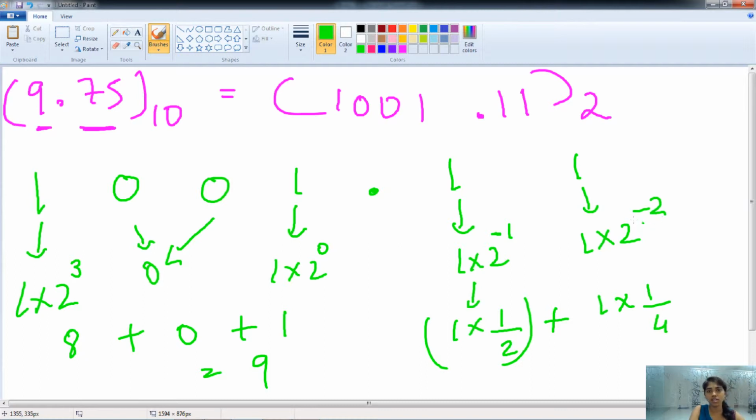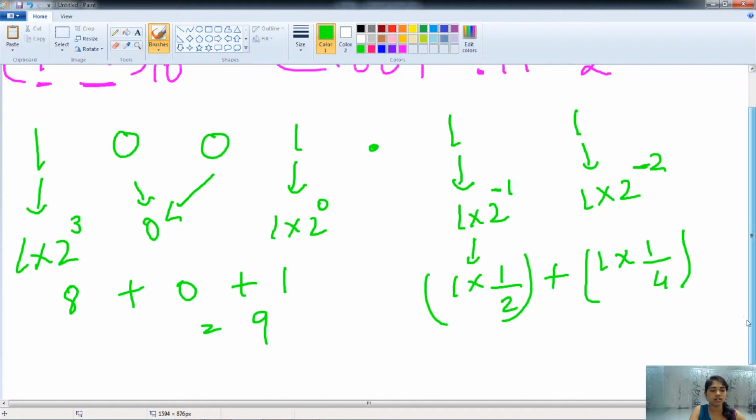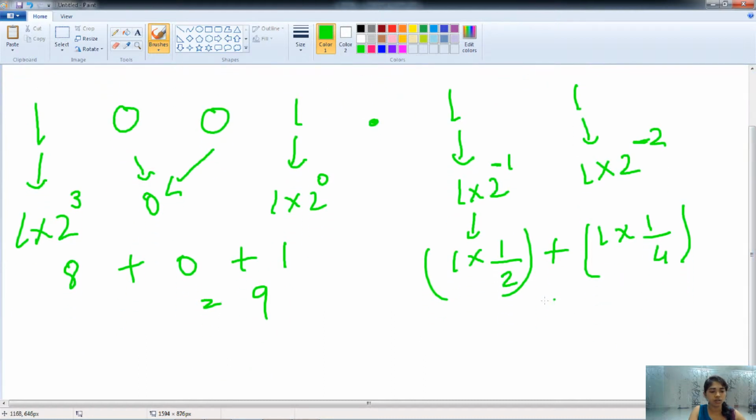Usually 2 raised to 2 is equal to 4, and when there is a minus in the power, we just have to write it like this. We have to write this 4 in the denominator. Now, so simply it is 1 by 2 plus 1 upon 4.